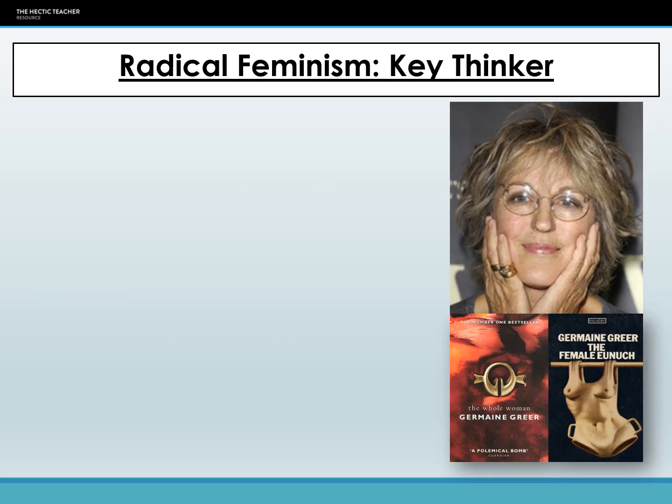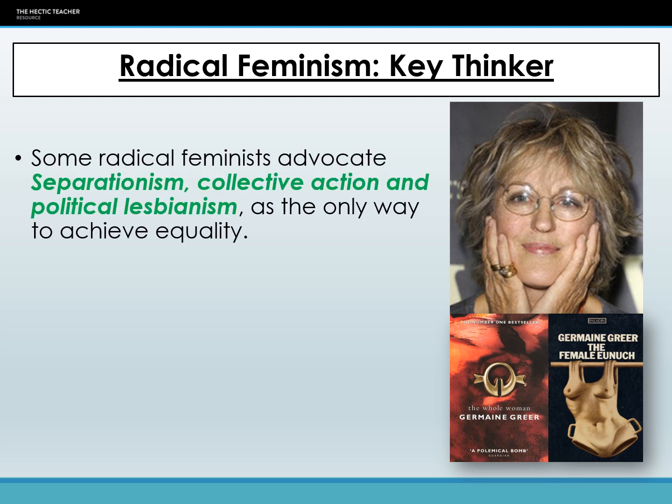So a key thinker here is Germaine Greer, who has been a prolific writer about radical feminism. And they advocate for three ways to bring around and achieve equality. The first is separatism, which means that men and women live separately. There is no way to achieve equality with men and women living together. They also believe in collective action, meaning the revolutionary action that needs women to come together and rise up to overthrow patriarchy.